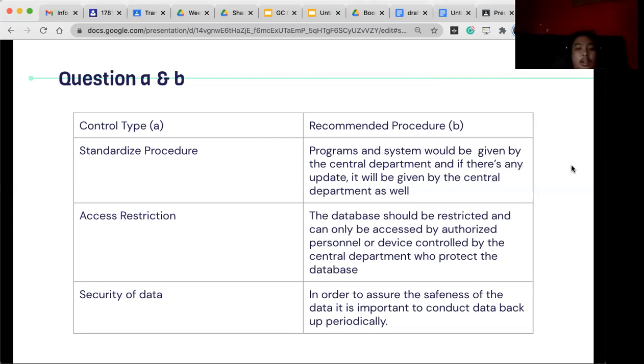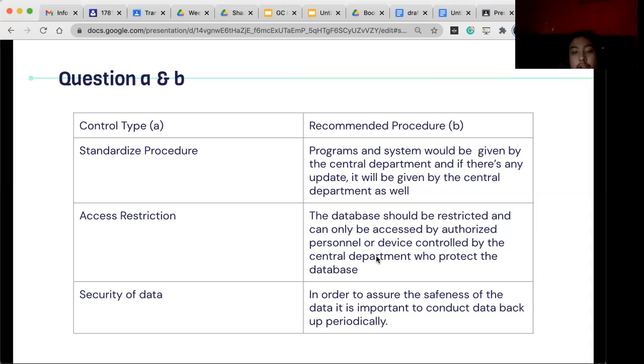systems in these microcomputers. And then access restriction. The database should be restricted and only accessible by authorized personnel or devices controlled by the central department to protect the database. It's also related to safety. Not everyone can access the database or the program. Only a certain number of people who get credentials from the central department.